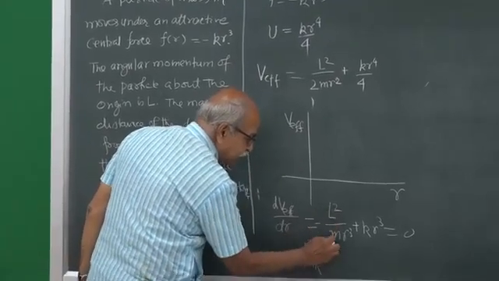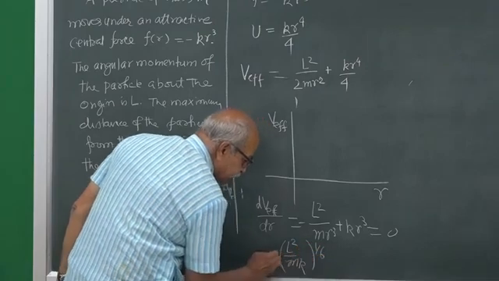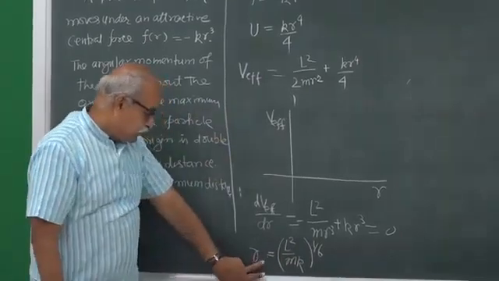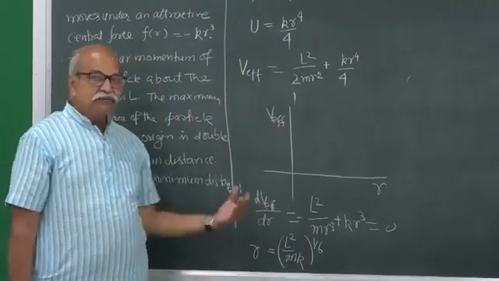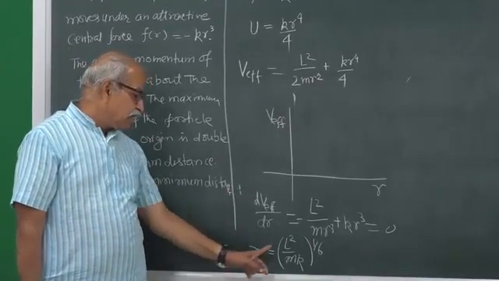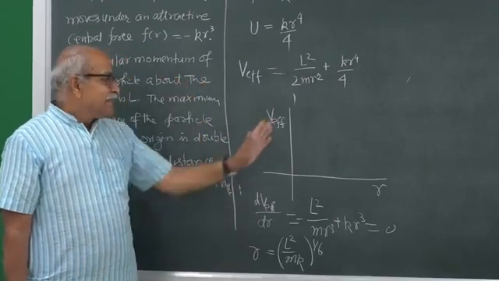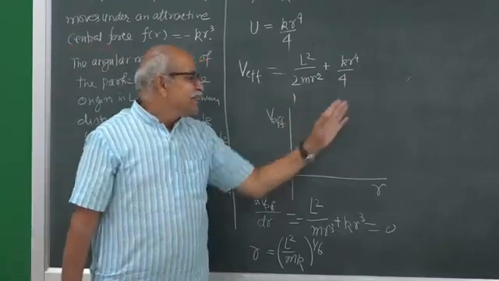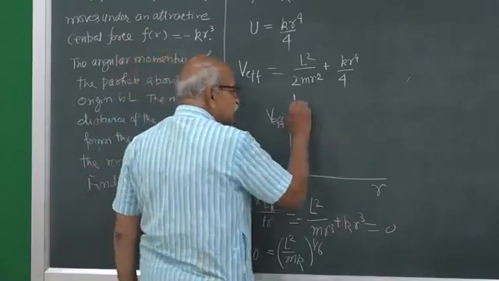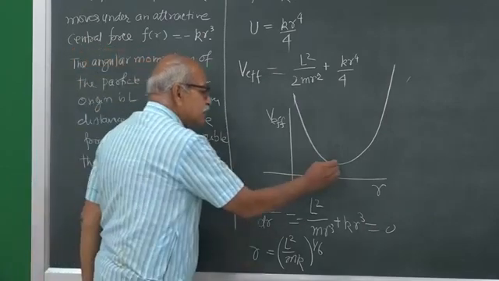L square by m k is equal to r to the power 6. This is the place where this will be maximum or minimum, and you get only one value of r. So, only one maximum or only one minimum is possible. This is infinity, this is infinity, it is always positive, so it has to be a minimum. So, your function will be something of this type, and this will be the minimum.